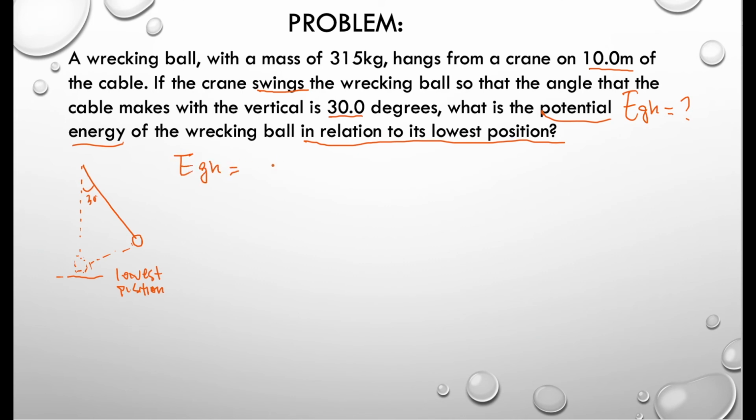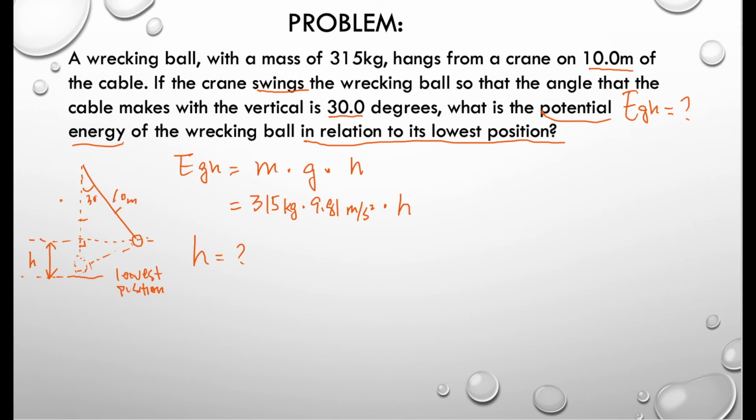And then EGH is equal to M times G times delta H, and we know M is 315 kilograms and G is 9.81 meters per second squared and times H. So we need to solve for H. The H is in relation to its lowest position, which means from the lowest position to the highest position, which is right here. So we are solving for this, which is H. And we can actually, this whole thing is equal to this, which is 10 meters. So here, this part is equal to 10 minus H. We can solve this easily by using trigonometry.